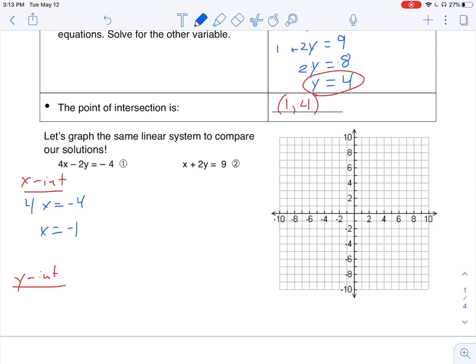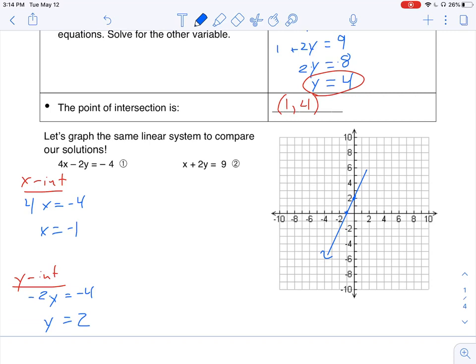To find my y-intercept, I set x to 0. I end up getting negative 2y is equal to negative 4. Y is equal to 2. So I have my x and I have my y. I'm going to go ahead and plot that. X is negative 1, y is positive 2. There. And then my line basically looks like that. That's not what I want. My line will look like this, something like that. There we go, that's a little better.